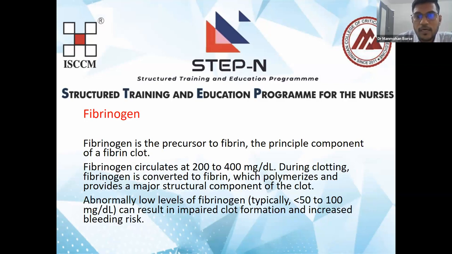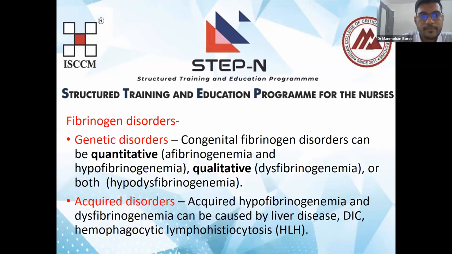the clot. Abnormal levels of fibrinogen, if the levels are less than 50 or 100, can result in impaired clot formation, okay? And can increase the risk of bleeding. There are two types of fibrinogen disorders. One can be genetic and the other can be acquired. Congenital fibrinogen disorders can be quantitative and qualitative. Quantitative will be afibrinogenemia or hypofibrinogenemia. Qualitative will be dysfibrinogenemia. Okay.